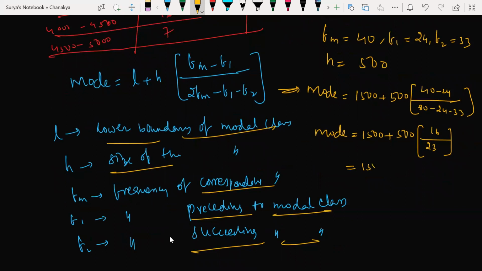So find it out here. 1500 plus 5 6 16 5 80 to 88,000 divided by 23. So 23 15 times. So 23 ones 23. How much, guys, calculate this? Whatever you get, that is your mode.